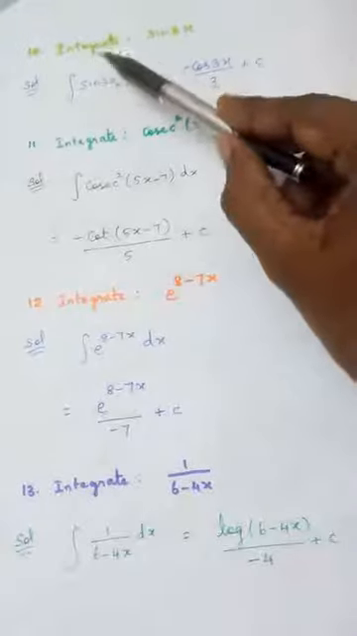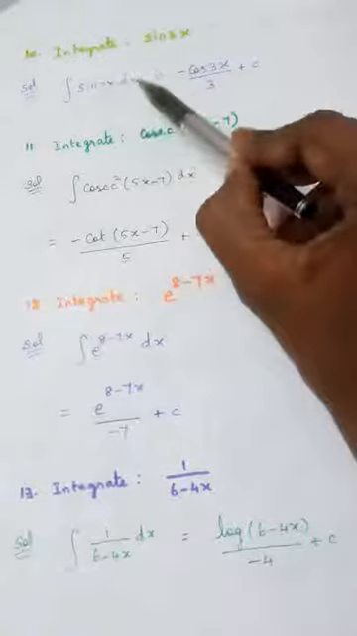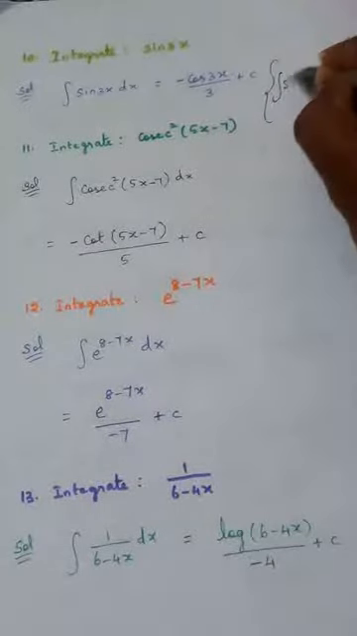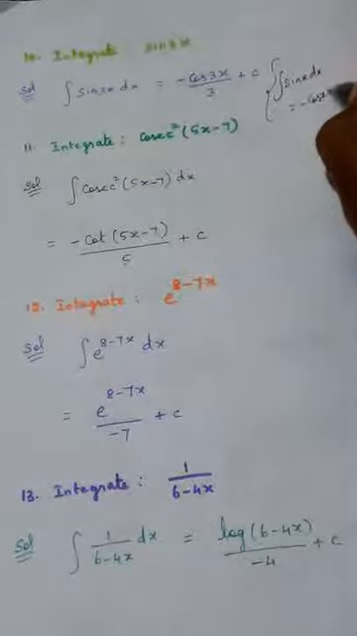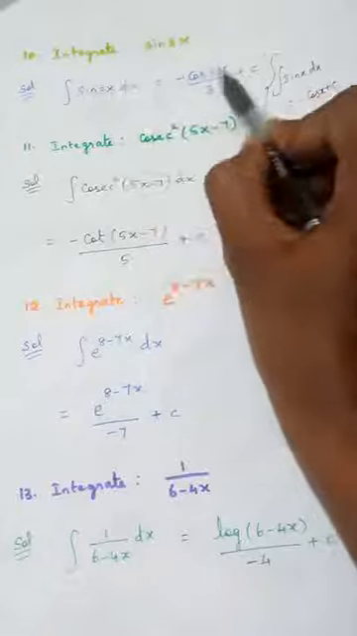Question number 10. Integrate sine 3x. So integral sine 3x dx. And what is the formula for integral sine x dx? The answer is minus cos x plus c. So I am writing minus cos 3x plus c.